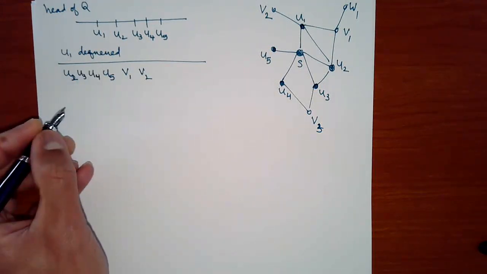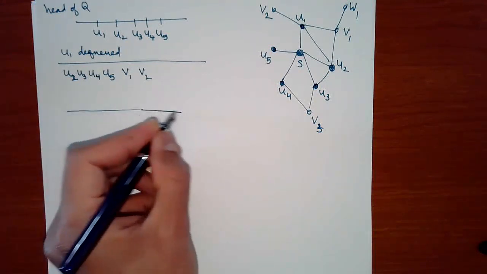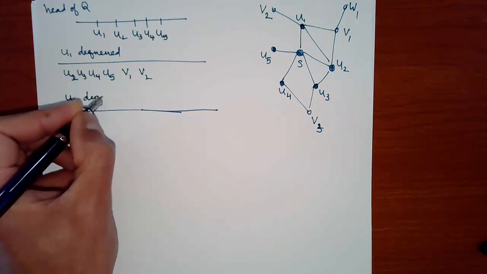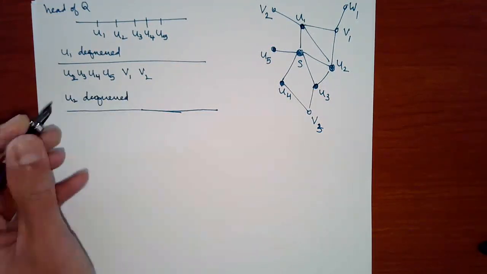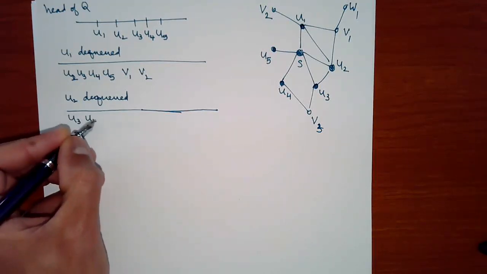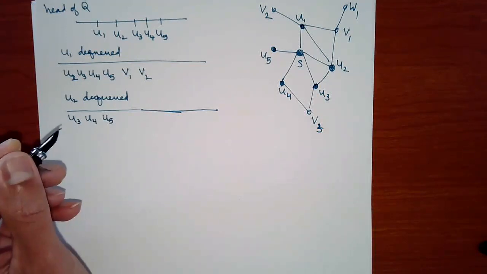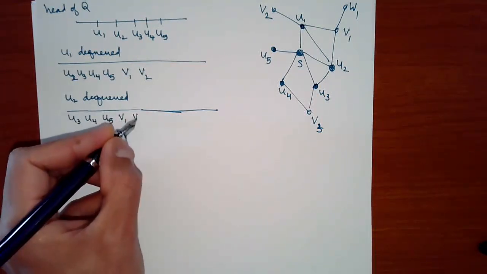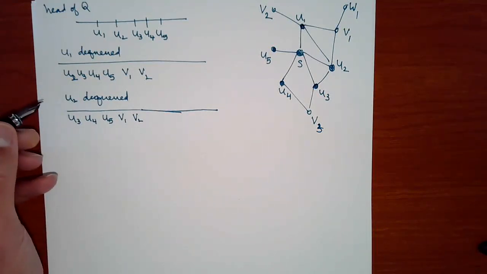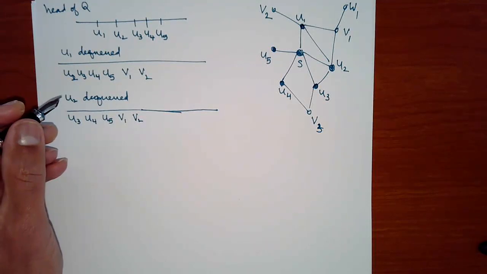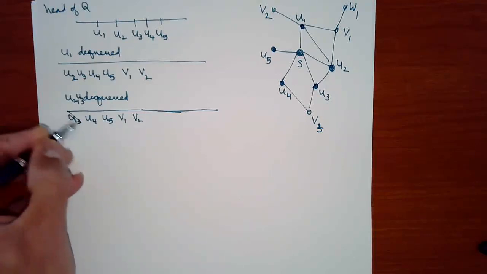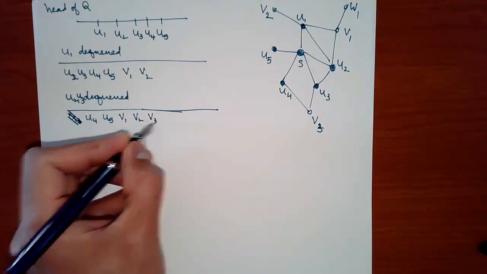Okay, then what? Now, U2 is dequeued. So now what? U3, U4, U5, V1, V2. Nothing changes. Then U3 is going to get dequeued. Then what? V3 gets added. So I'm just going to say U2, U3 get dequeued. I'm going to remove this and I'm going to put V3.